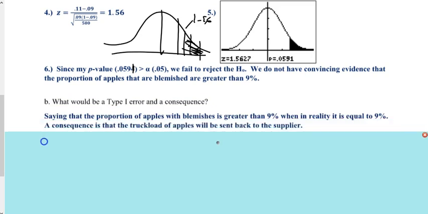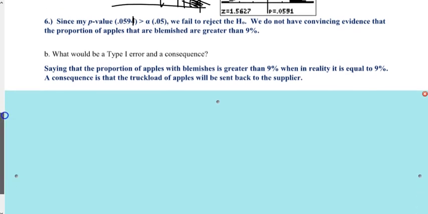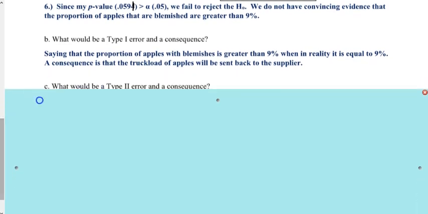Now, going on to our new stuff that we learned, what would be a type 1 error and a consequence? A type 1 error would be saying that the proportion of apples with blemishes is greater than 9% when it really is equal to 9%. The consequence is the truckload of apples would have to be sent back to the supplier. That would be a cost to the farmer and a cost to the transport company. I'm not sure what the contract is, but those kinds of consequences.